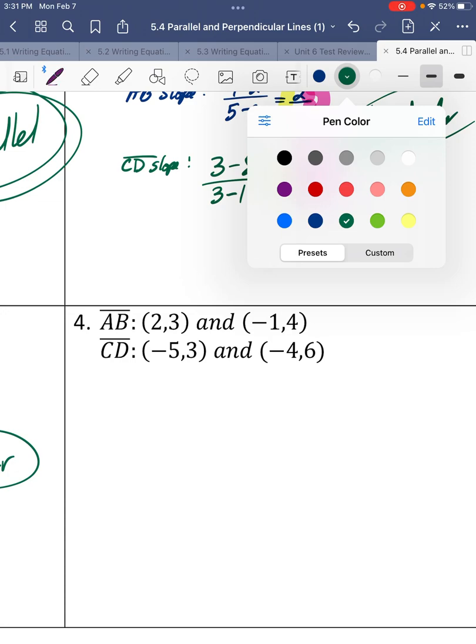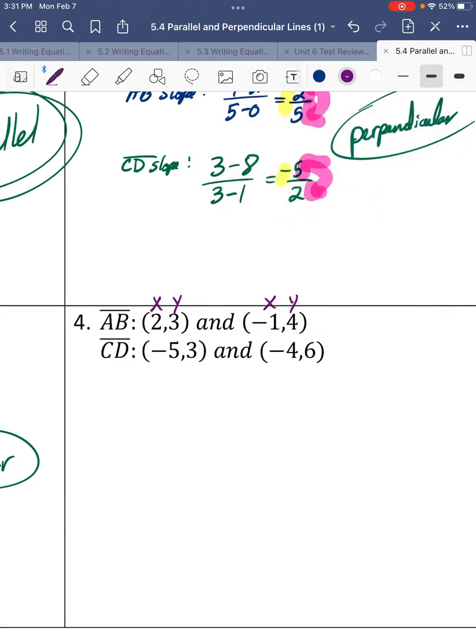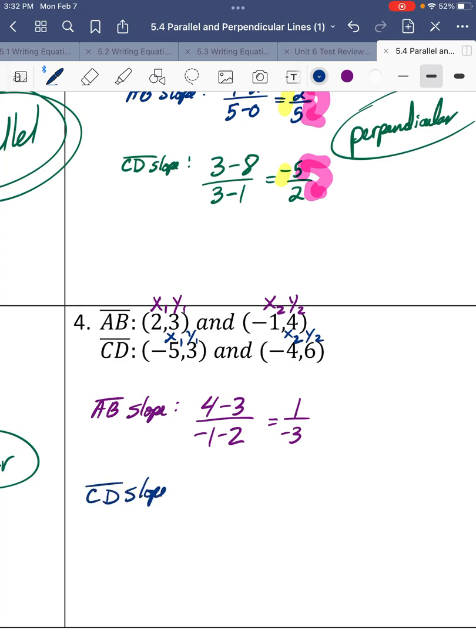Number 4, you have x, y, first coordinates, second coordinates. You have y2 minus y1 over x2 minus x1. 1/3 is the slope. Then CD, first coordinates, second coordinates. So we have 6 minus 3 over -4 minus -5. That's 3/1, which is 3.